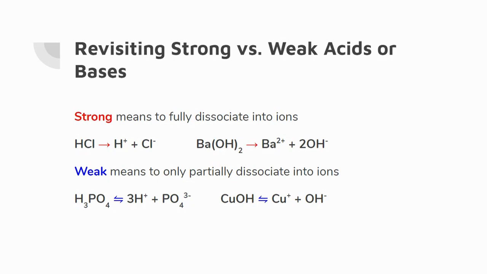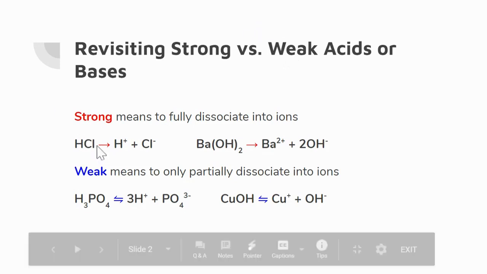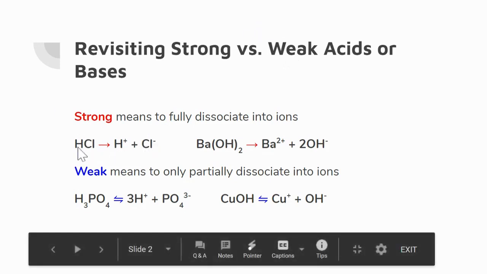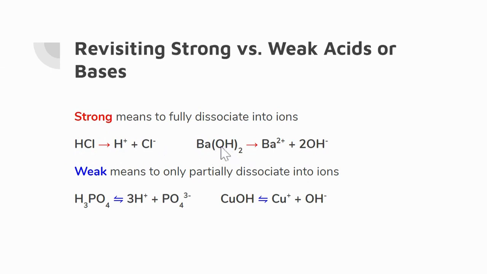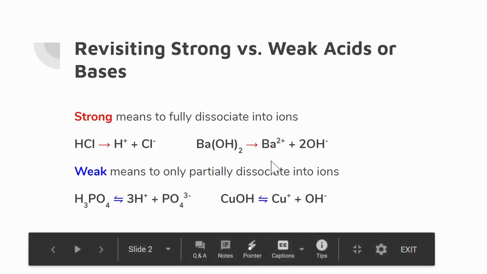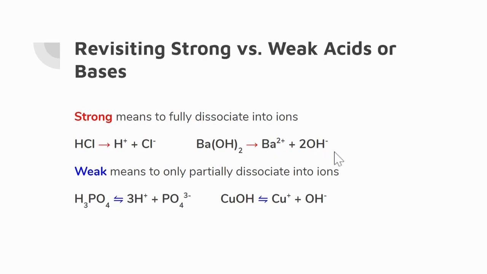When something like HCl is put into water, it will 100% break apart into H+ and Cl-. There will be no HCl left. All we have floating around in that beaker is H+ and Cl-. Same thing with barium hydroxide. This will 100% break into Ba2+ and hydroxide ions.